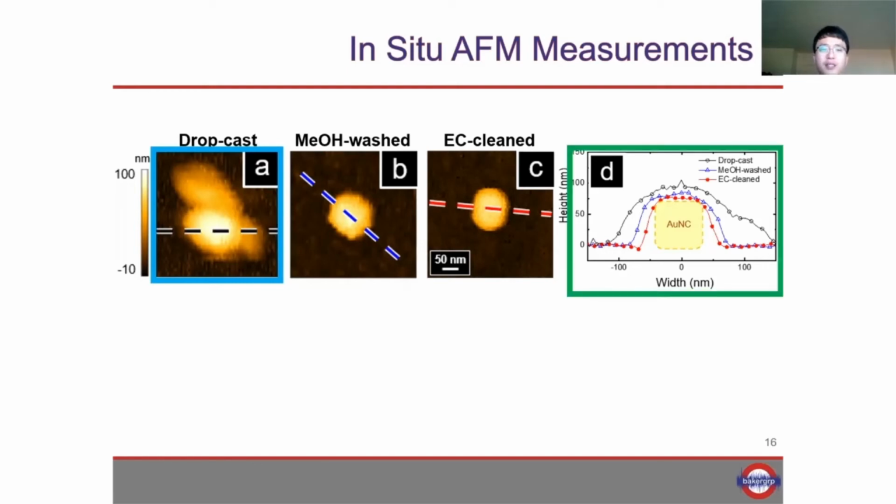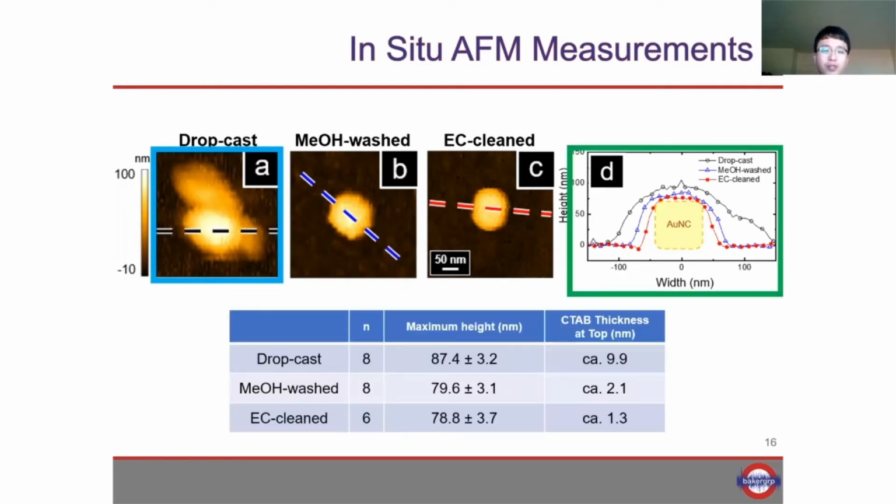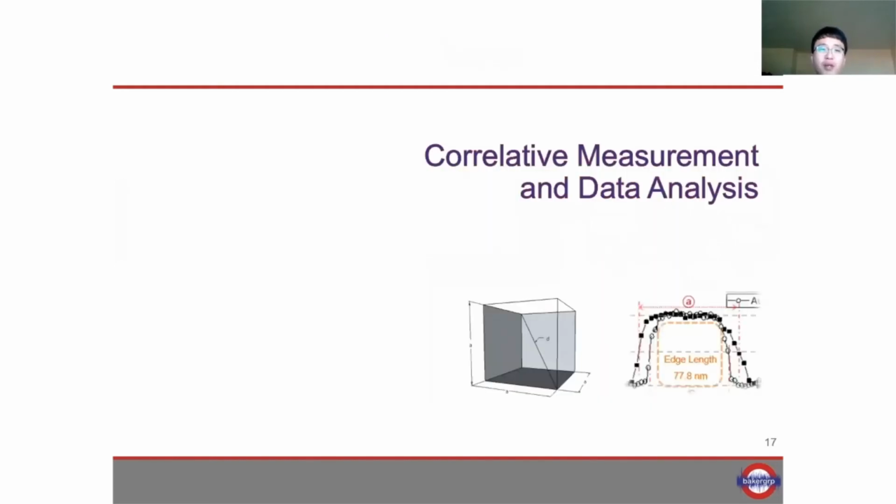The CTAB thickness at the top surface of the nanocube was calculated by subtracting the average edge length of the nanocubes. So it was 9.9 nanometer for drop cast, 2.1 nanometer, and 1.3 nanometer for methanol washed and EC cleaned, respectively.